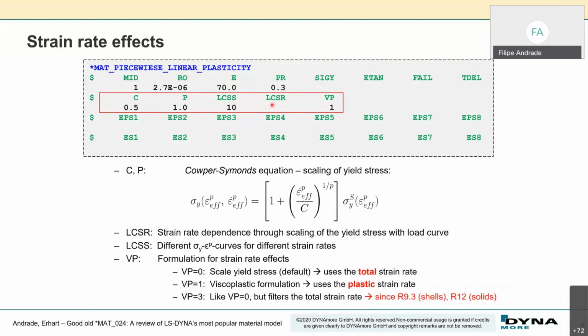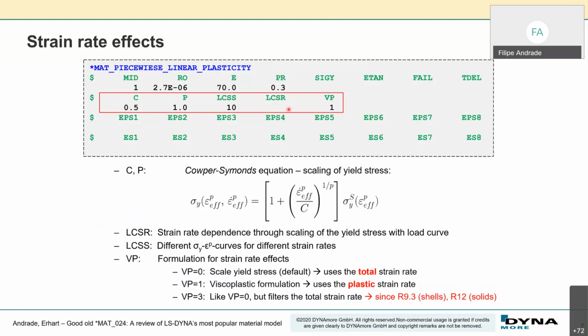You also have here the LCSR curve, which, as I said before, is just a curve with scaling factors as a function of the strain rate. It's something that you can also do. But again, I think the table solution is the most practical, flexible, and probably the best one.